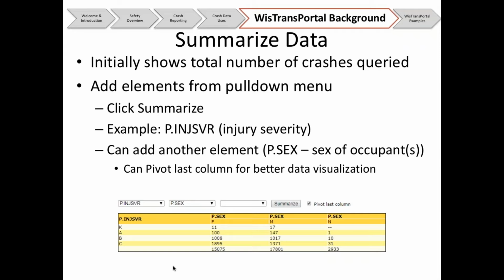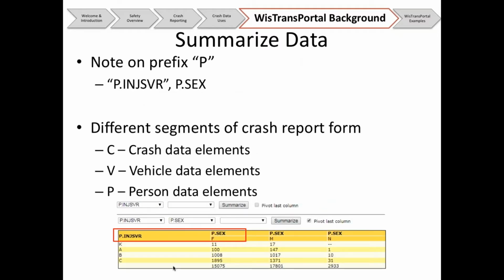I can either copy this right as is and put it into an email or a data request, or I can download this as a CSV and make a graph out of it, or anything that I want to look at. Just to go back to this, the prefix of that P, different segments of the crash report form count different things. The C is going to count at the crash level, the V is going to count at the vehicle level, and P is going to count at the person level.